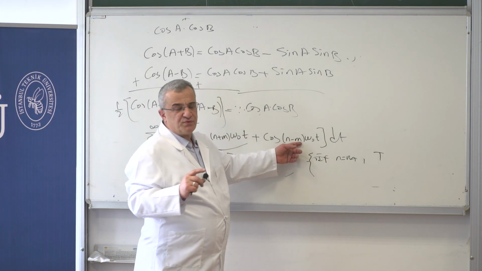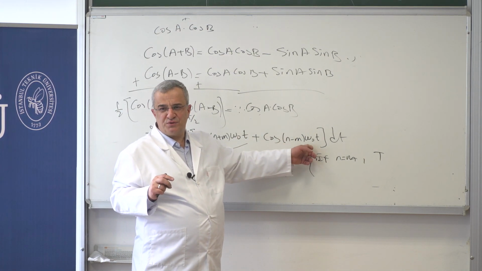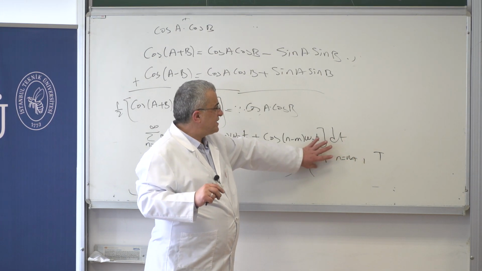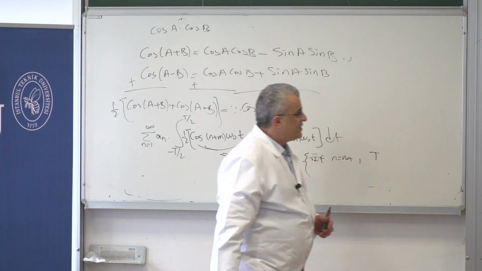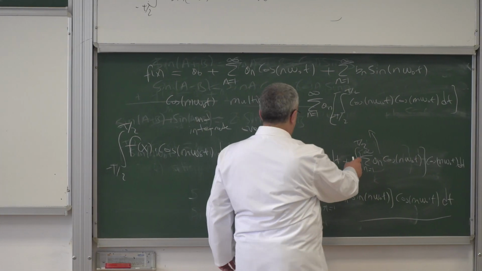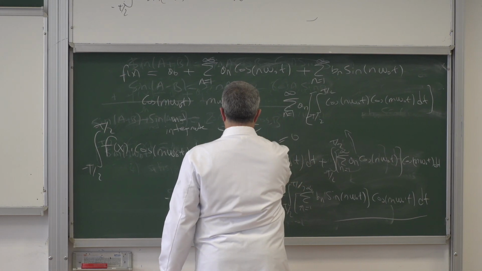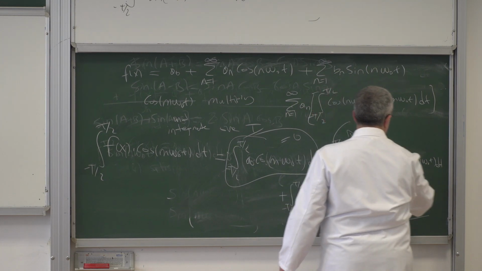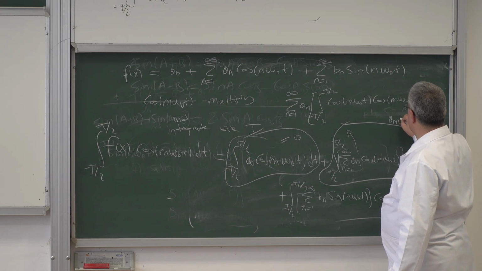If n is different from m, this is also 0. This is always 0, and this is 0 unless n is equal to m. And when n is equal to m, this is t. So that takes care of that. So this first part of the integral, we said this is equal to 0, and this is equal to a_m times t. We just discovered that.